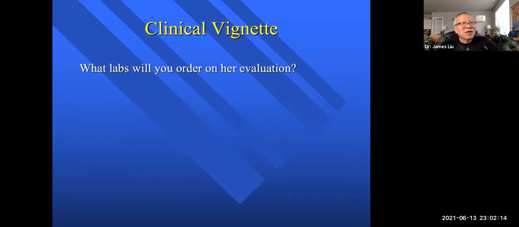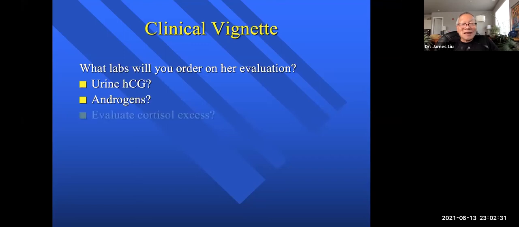So what labs would we order on her? Obviously, urine HCG. Should we be getting androgens? Is she virilized? Probably I would not. In the US, everyone would, but I would not. Certainly, I would evaluate her for cortisol excess because even though she is not hypertensive, I'm concerned that she may be intermittent Cushing's. Certainly, I would get a TSH and prolactin.